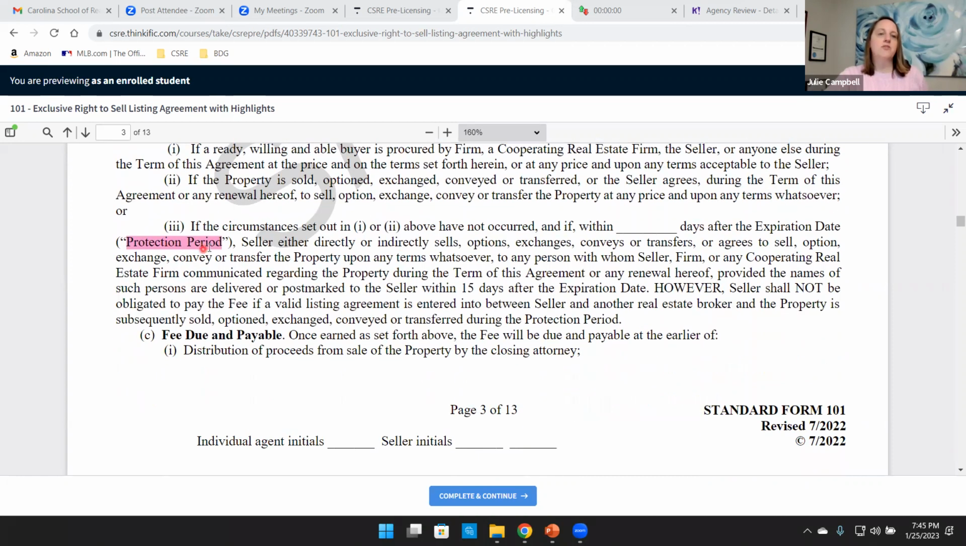There's something called a protection period, not to be confused with the protection agreement that we just talked about. Look with me real quick. This is when real estate gets fun. Look with me onto page 218.